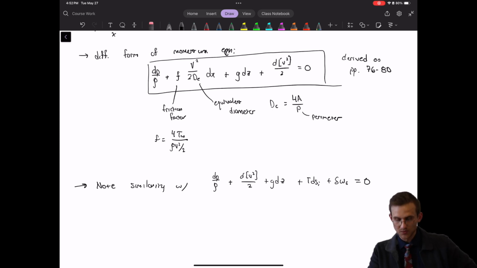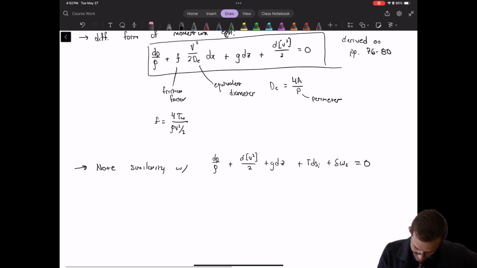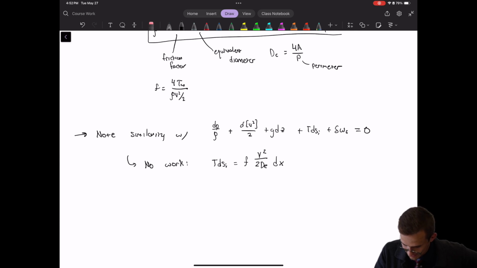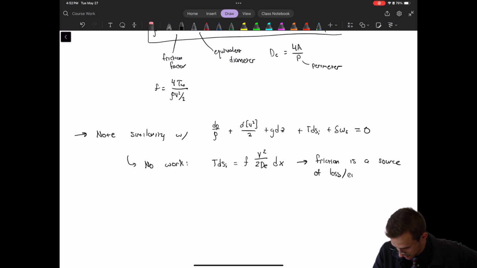So let's look at this in the case where we have no shaft work, right? If we have no shaft work, what you end up with is that T dS_i is equal to F times V squared over 2 dE dx. And what this tells us is that friction is a source of loss or entropy production.